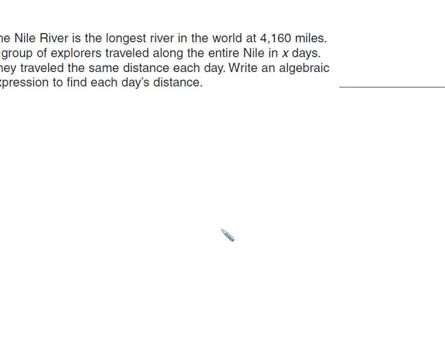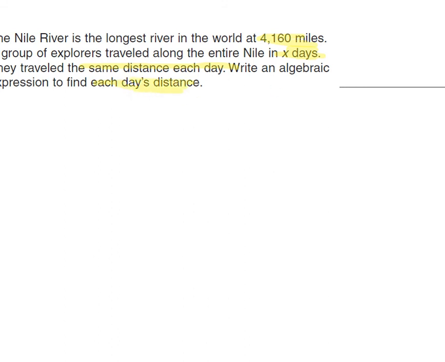Now let's look at one of the word problems. The Nile River is the longest river in the world at 4,106 miles. A group of explorers traveled along the entire Nile in so many x days. We don't know how long. They traveled the same distance each day. Write an algebraic expression to find each day's distance.